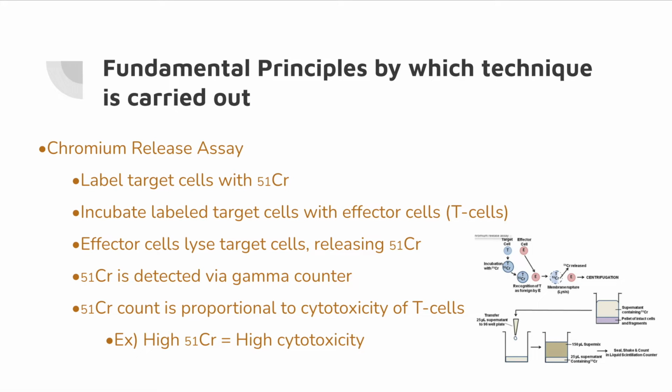The gold standard for determining cytotoxicity of T cells is the chromium release assay. This type of assay is carried out by labeling target cells, which can be any type of cell, with chromium-51. These labeled target cells are then incubated with effector cells, which are T cells. The effector cells will lyse the target cells, which releases the chromium-51. Chromium-51 is detected by a gamma counter and indicates the cytotoxicity of the T cells toward the target cell.